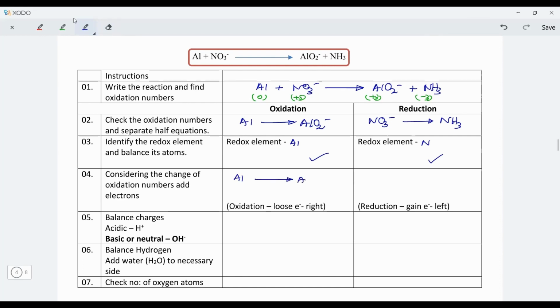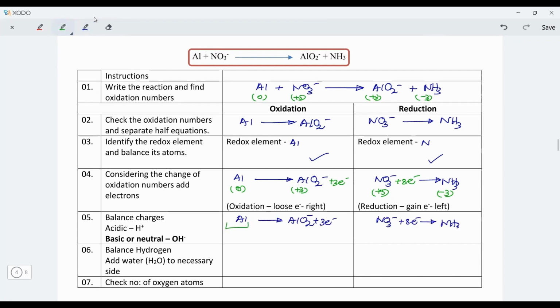Aluminium oxidation number increased from 0 to +3 by losing 3 electrons. NO3 minus has decreased its oxidation number from +5 to -3 by gaining how many electrons? From +5 to 0, 5 electrons. 0 to -3, another 3 electrons. So then it has taken altogether 8 electrons. Isn't it? Then let's check charges.